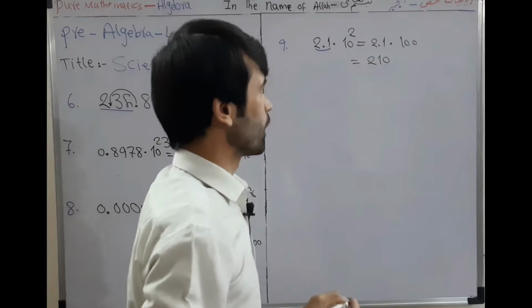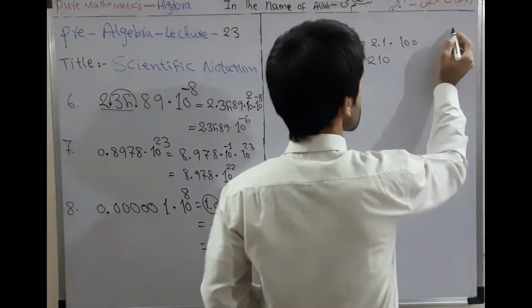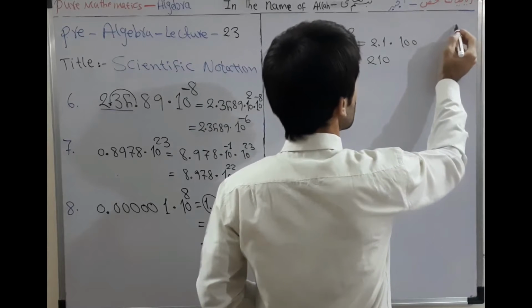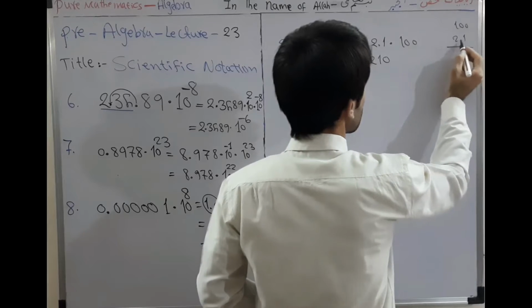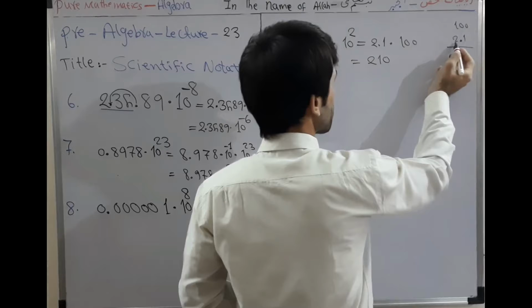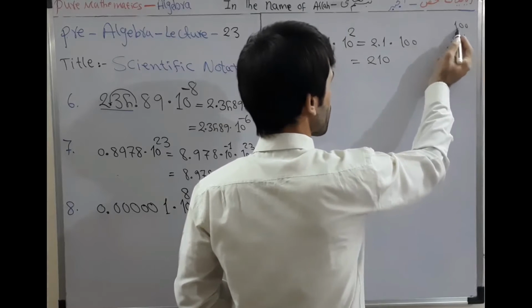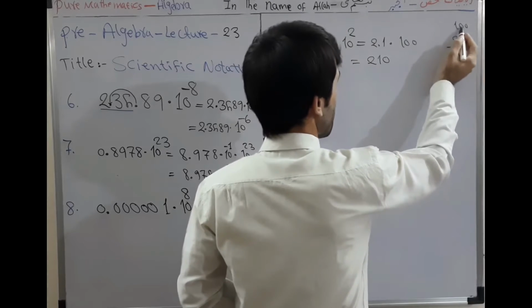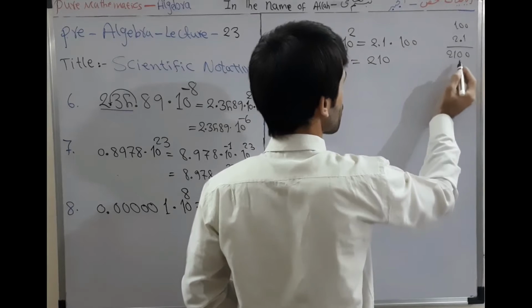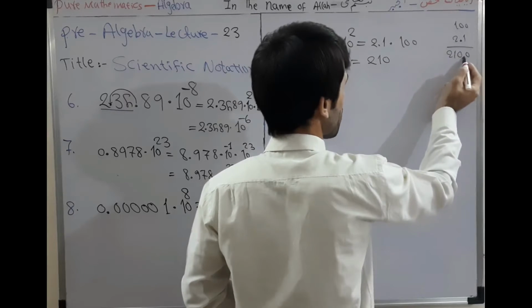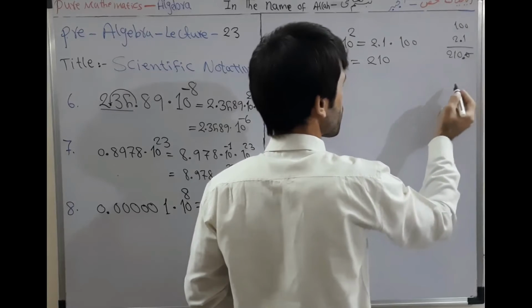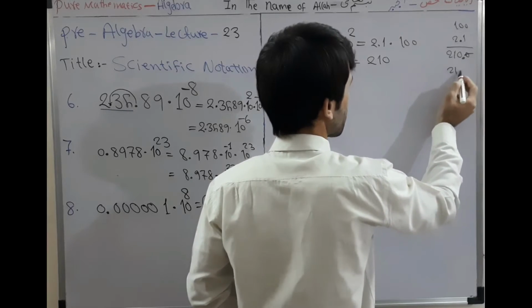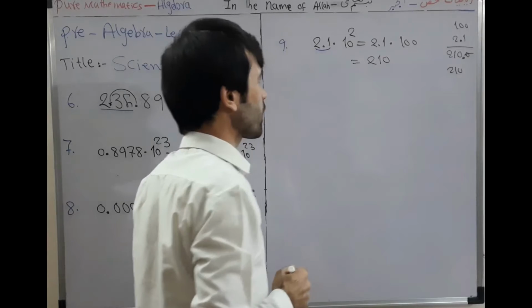210. If we multiply 100 by 2.1, it is easy, you know that. 21 multiplied by 1, 21. How many 0 do we have? 2 zeros. How many decimal digits do we have? 1 decimal digit. Then we separate this, it will become 210. Therefore, it is 210.